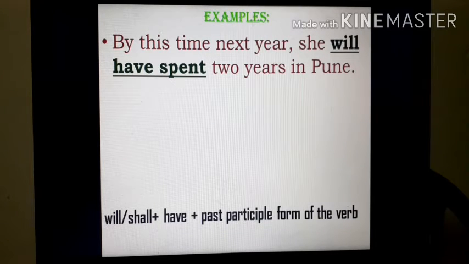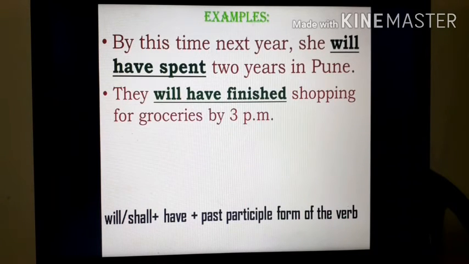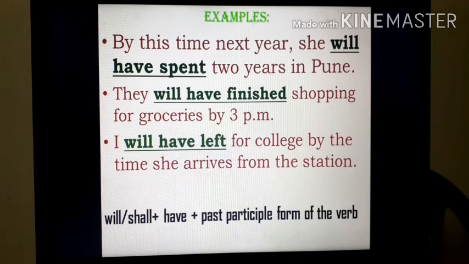We make this tense with a subject plus will have plus the past participle form of the verb. Let's look into some more examples. They will have finished shopping for groceries by 3 p.m. I will have left for college by the time she arrives from the station. So here, will have spent, will have finished and will have left are future perfect tense.